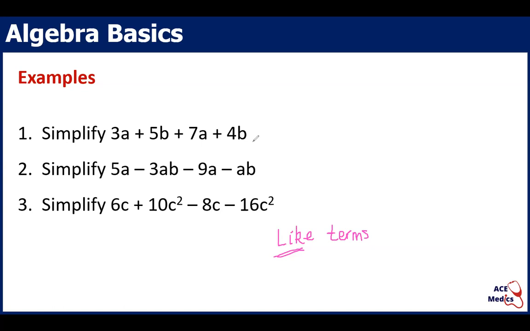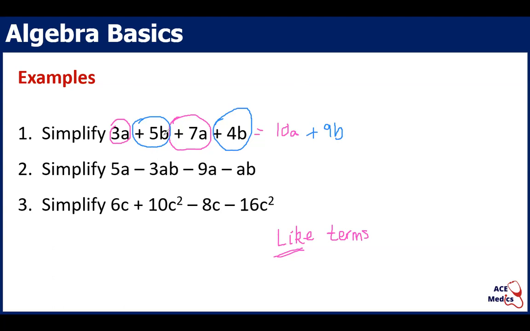Okay, so this first one then most of you got perfectly, which is great. So I'm going to circle our like terms, okay? So firstly, we have 3A plus 7A. That's going to give us 10A. And then 5B, positive 5B, plus 4B is going to give us 9B. So plus 9B. Okay, most of you got that one, which is great.